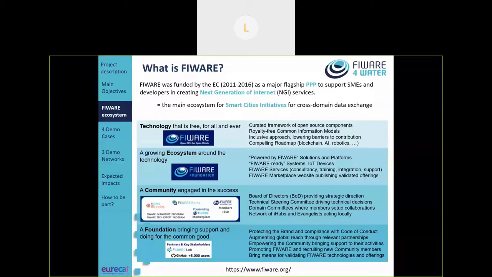and standardization. Then within Fiware, the Fiware for Water project will demonstrate a wide variety of Fiware-compliant smart applications as a showcase of the water services of the future. This will not replace the existing legacy systems in the water utilities, but will gradually integrate with them. Finally, Fiware also provides a growing ecosystem of solutions, services, and utilities, and it also has a wide community and an important foundation behind it, supporting it to ensure its success.